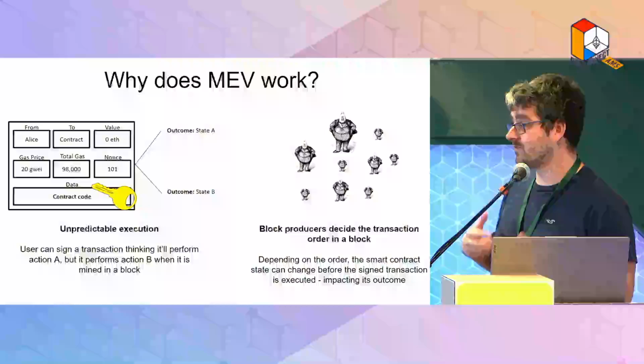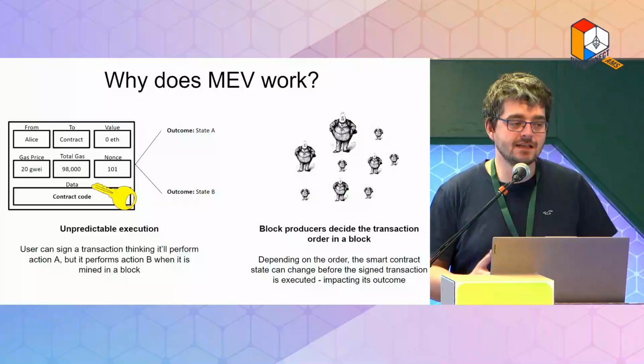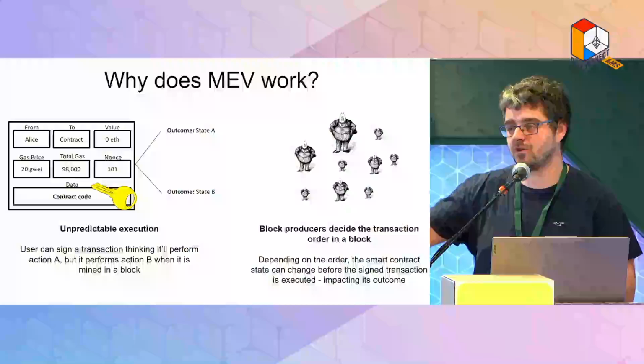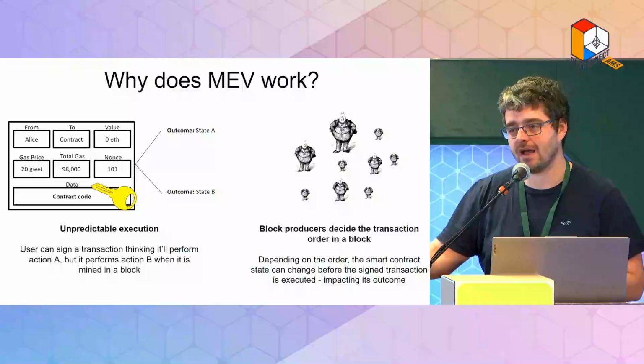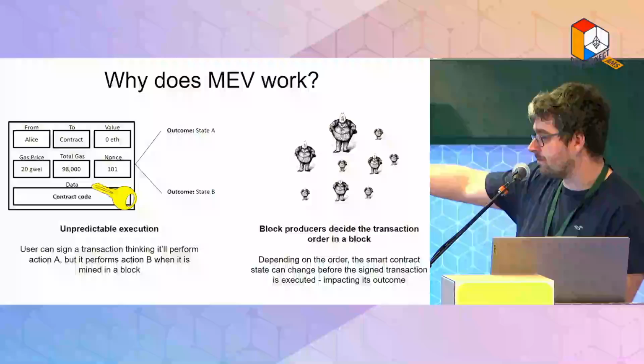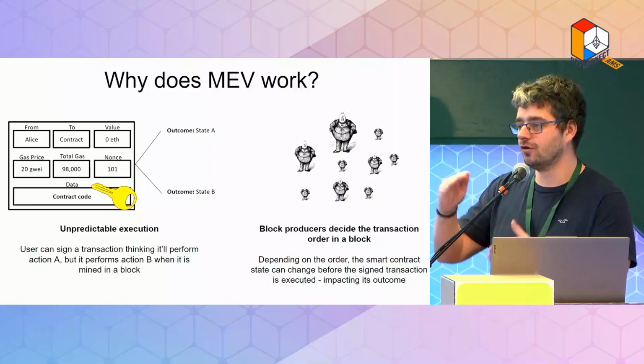And why does this work? It works because when Alice signs her transaction, she signs it thinking it will do A, but by the time it gets executed, it ends up doing B. Because the action really depends on the state of the smart contract at the time of execution. And of course, who controls that? Well, the block producers do. They get to decide the order of transactions, and who gets executed before whom.